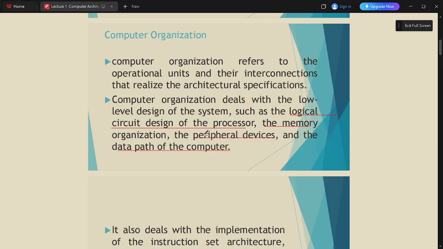The next highlighted point there says peripheral devices. What do we mean by peripheral devices? So these peripheral devices are just the external devices, like the keyboards, the mice, the printers, and so on and so forth. This part of computer organization describes their setup and connections to the processor, which matter for the speed and the efficiency.